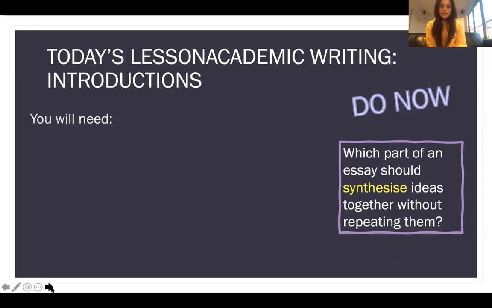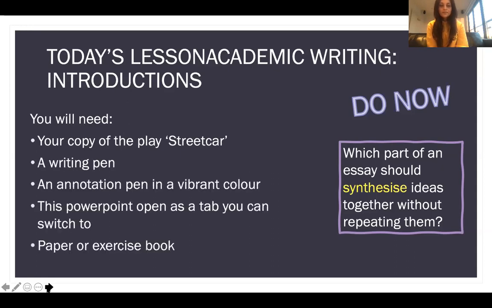The next bit is just so you're prepared really with what you need for this lesson. I think it's helpful to have a copy of the play of Streetcar. There'll be moments when I pause or I ask you to pause the recording, and you might want to just flip back to the play, maybe also to some of the notes that you've got in the play. If you've got those in a separate place, you might want those too. You'll need a pen for writing, and also perhaps an annotation pen in a vibrant colour that you can use on the Streetcar text itself. We won't be doing as much of that today, but have it anyway.